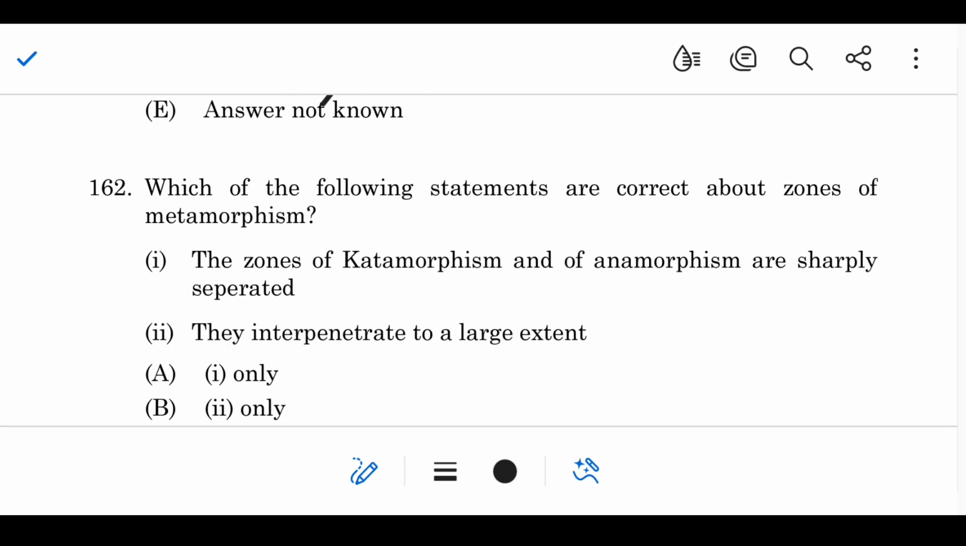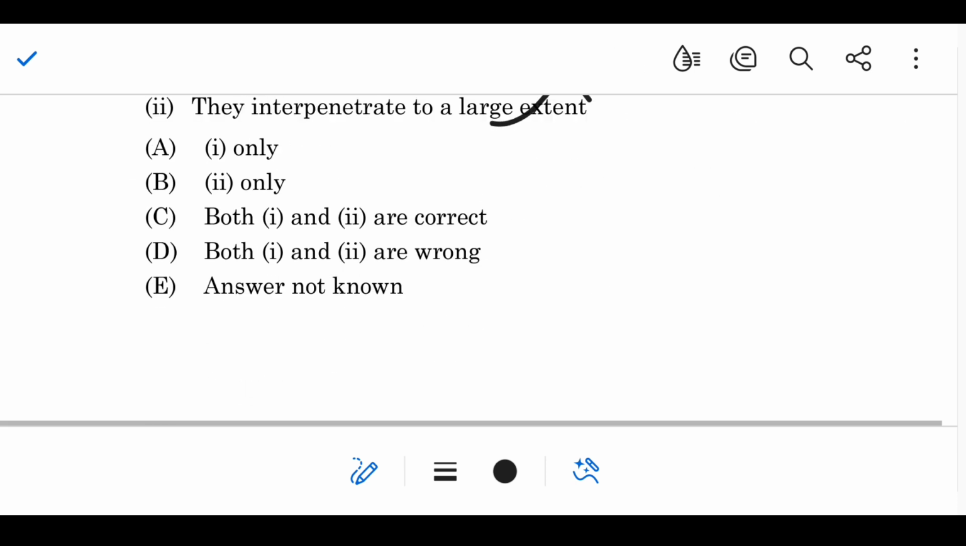162 question. Which of the following statements are correct about zones of metamorphism? The zones of katamorphism and anamorphism are sharply separated. They interpenetrate to a large extent. Only 2 is correct. Okay, only 2 is correct.